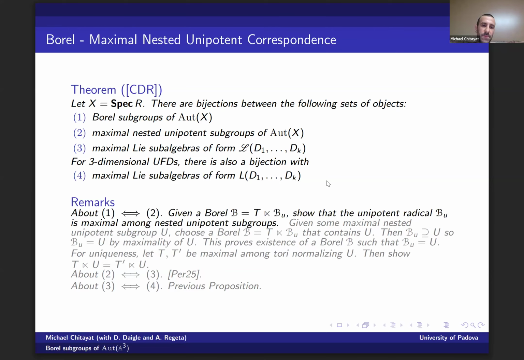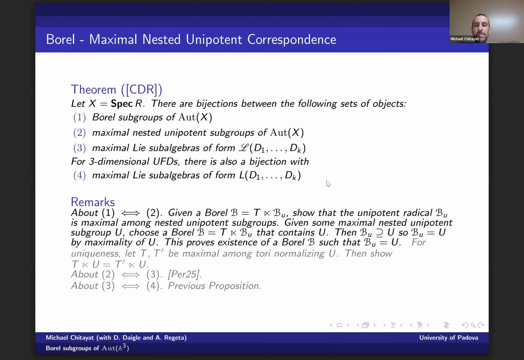So let me just give some remarks about the first equivalence. First, if you have a Borel subgroup T semi-direct U, you show that the unipotent radical is maximal among nested unipotent subgroups. And after you do that, if you are given a maximal nested unipotent subgroup, you can always choose a Borel that contains it because it's maximal amongst all connected solvable subgroups.